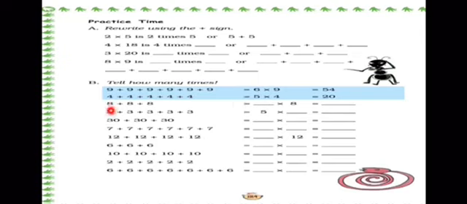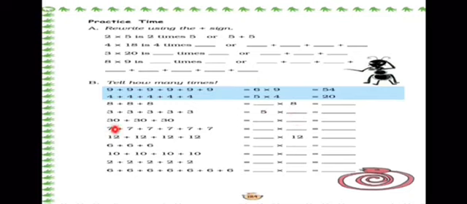Now 8. 1, 2 and 3. So 3 will come over here and 3 8s are 24. Now 1, 2, 3, 4 and 5. So 5 times 3 is 15.